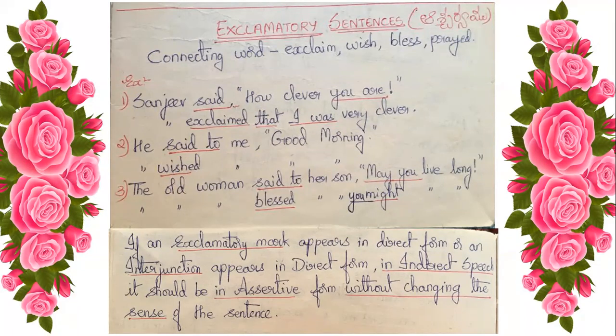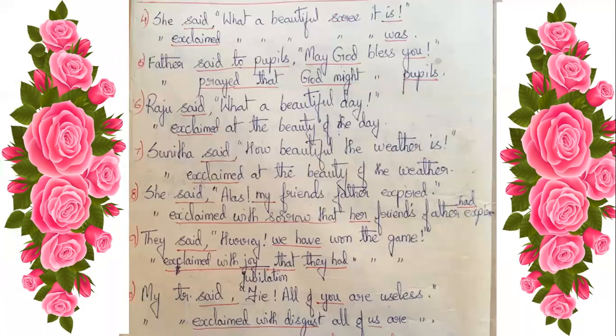You might live long. If an exclamatory mark appears in the direct form, or an interjection appears in direct form, in indirect speech it should be in assertive form without changing the sense of the sentence. So if there is any exclamatory mark or if you find any interjection in the direct form, then you have to change it into assertive form without changing its meaning. Okay, children? Now, let us look at a few more examples.